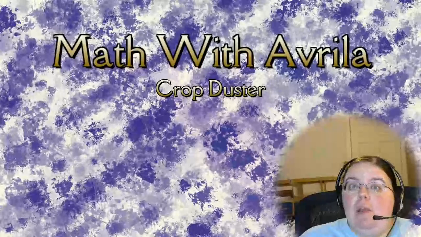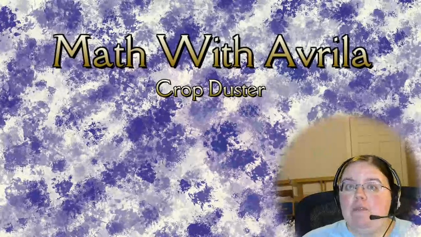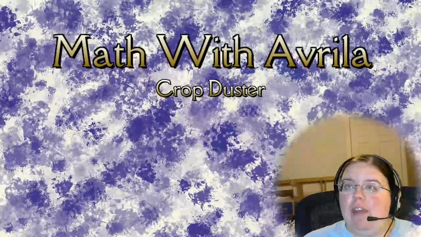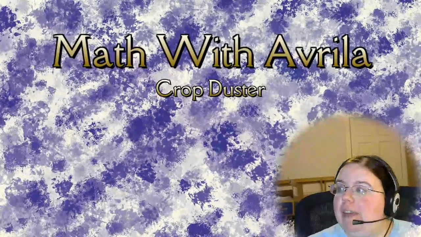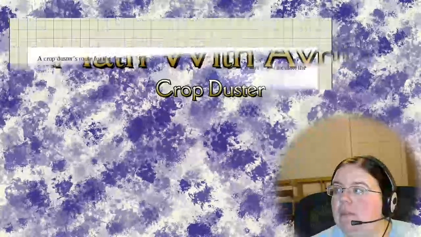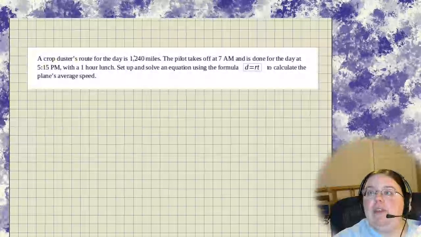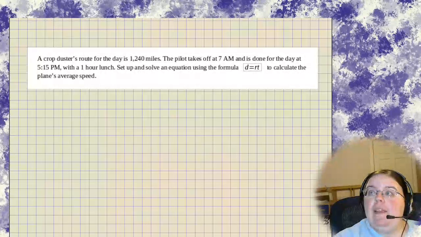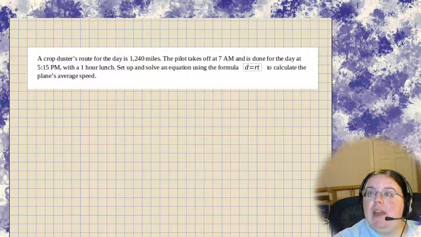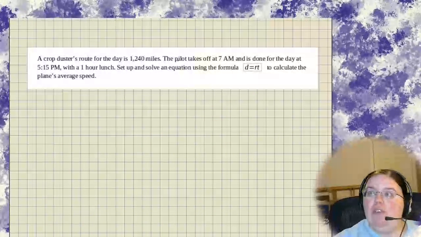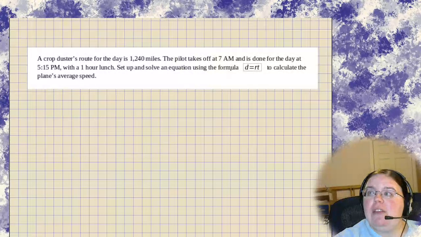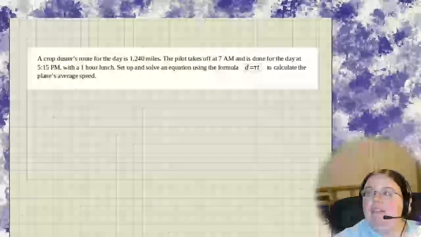In this problem, we are going to calculate the average speed over the course of a day of a crop duster airplane. A crop duster's route for the day was 1,240 miles. The pilot takes off at 7 a.m. and is done for the day at 5:15 p.m. with a 1-hour lunch.